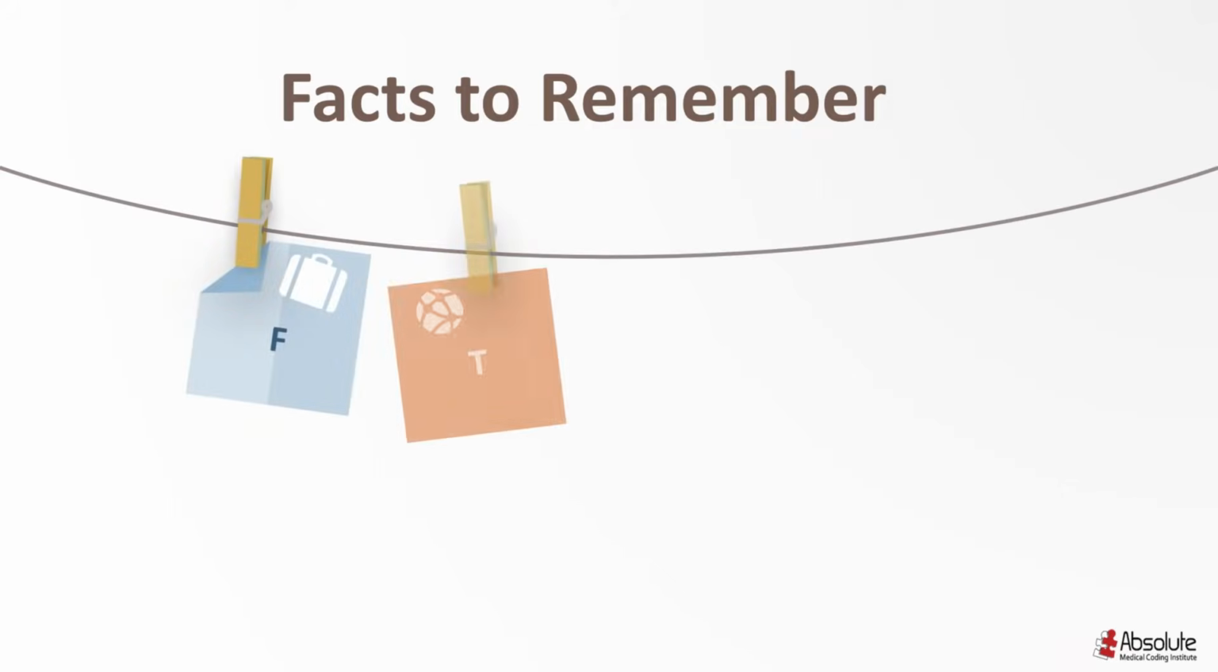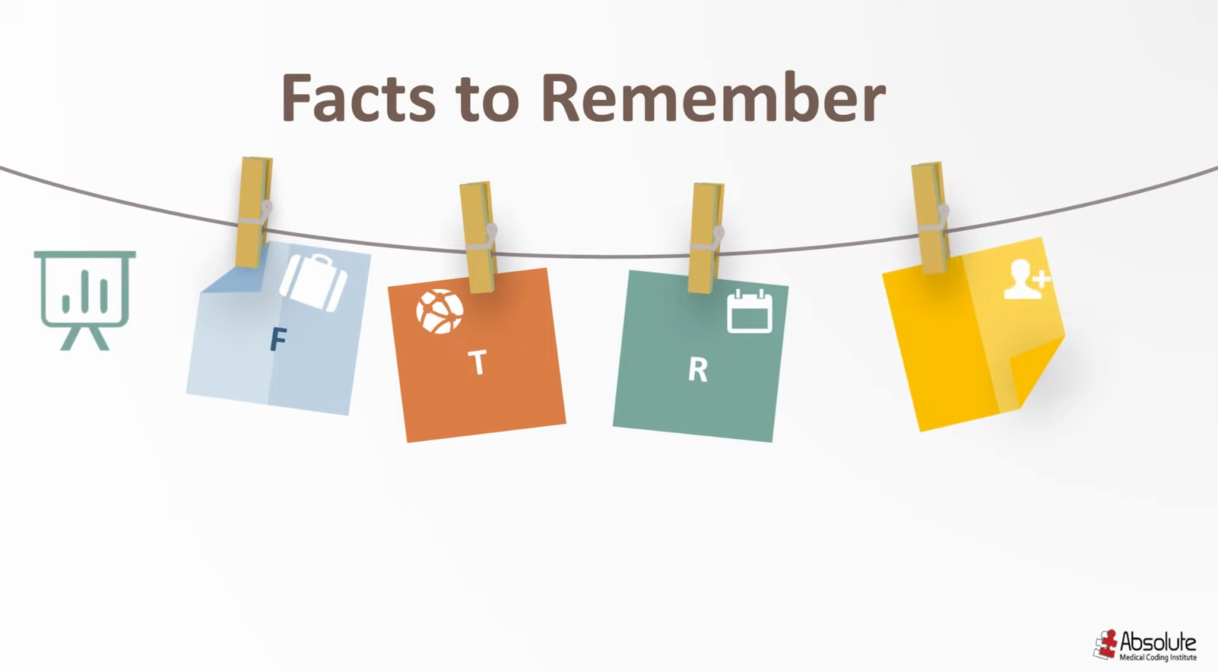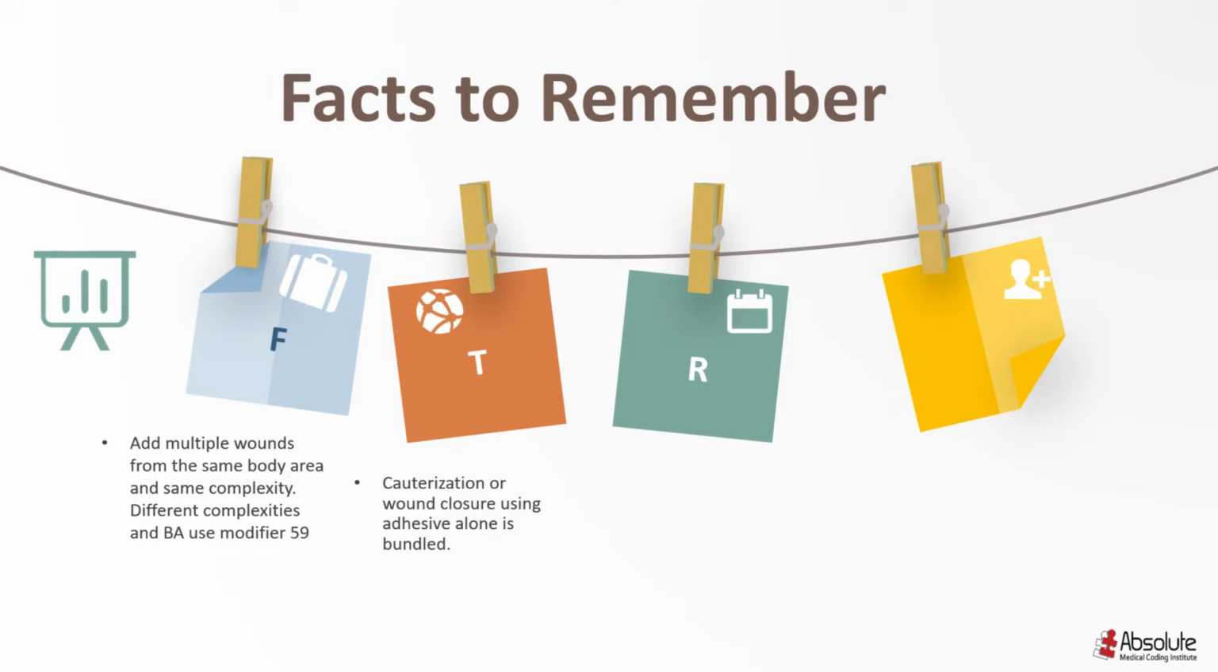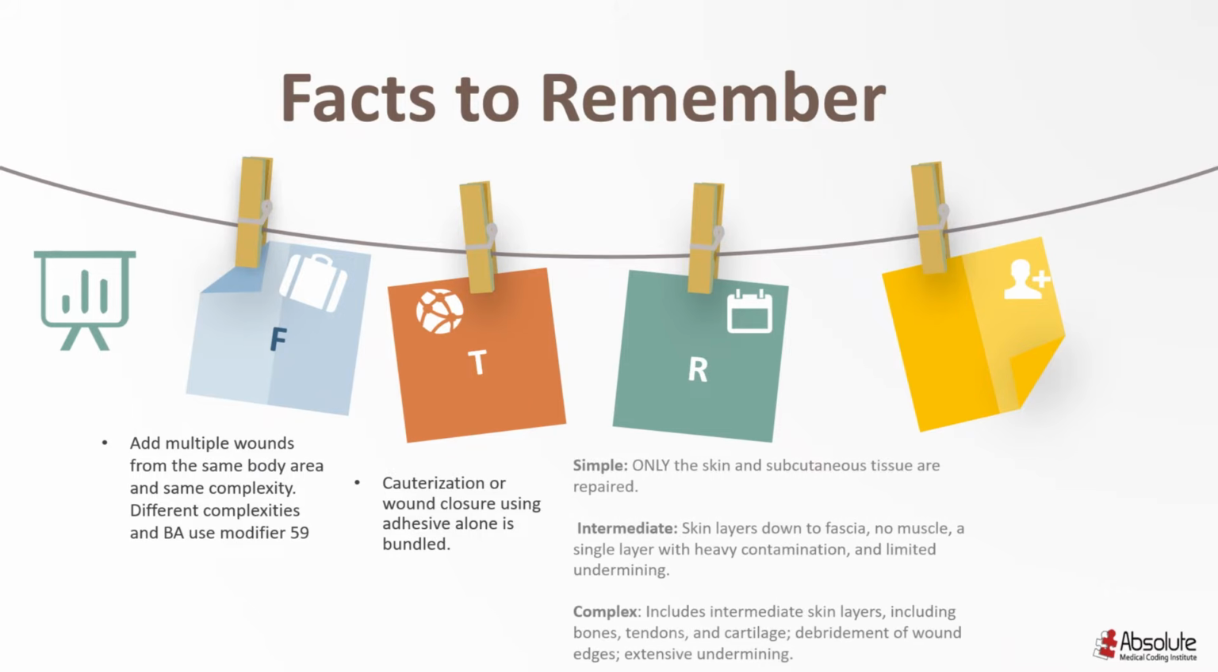So next, let's look at the facts to remember, our FTRs. Number one, add multiple wounds from the same body area and same complexity. Different complexity and body area, use modifier 59. Cauterization and wound closure using adhesive alone is bundled and they cannot be coded separately.